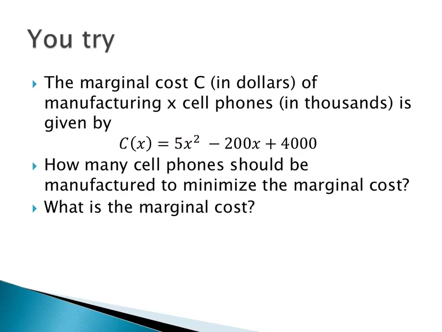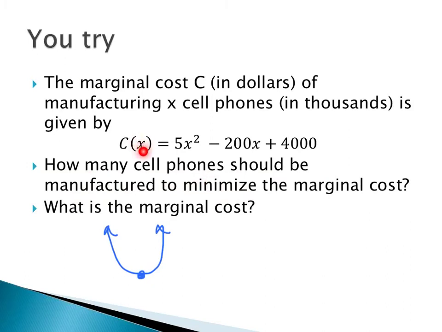Here's another one, the marginal cost. For this one, I'd like you to pause the video and write the problem down and then come back. Welcome back. So for this problem, the leading coefficient, 5, is positive. What that means is your parabola is facing up. The vertex is sitting here. Does this make sense with this problem? They want to know how many cell phones should be manufactured to minimize the marginal cost.